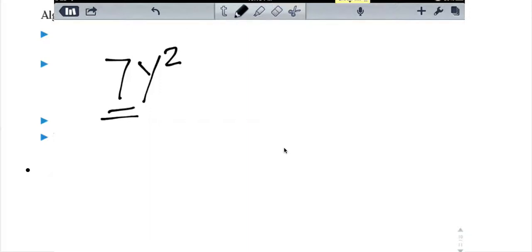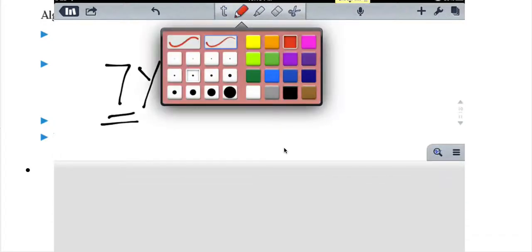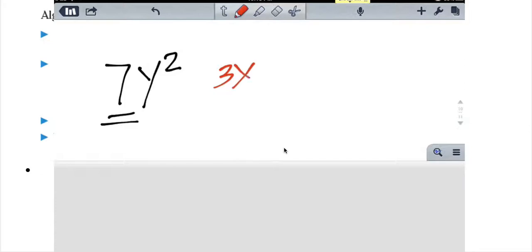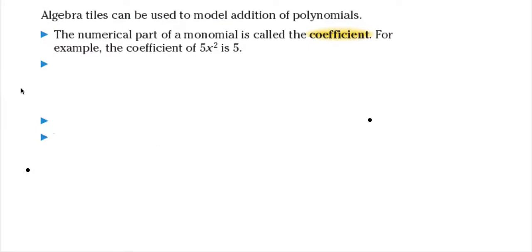Another good example would probably be 3y squared z. The coefficient of this monomial would be 3. So that's what a coefficient means. It is the numerical part of the monomial.